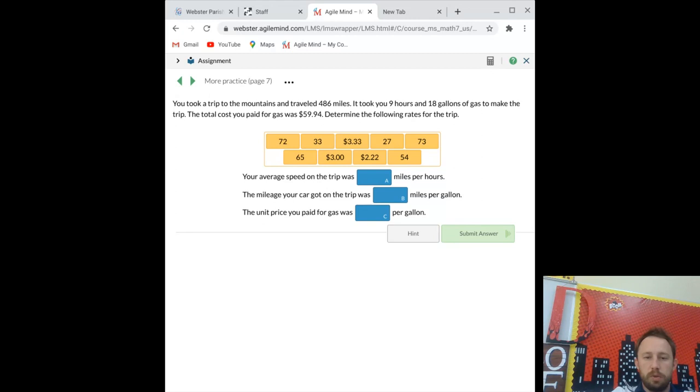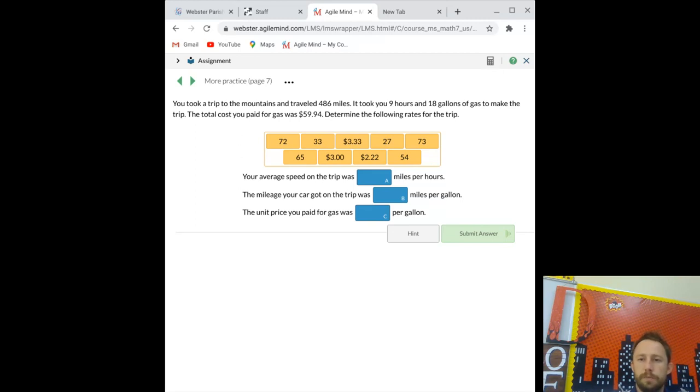All right, let's go to Miss Hamarjane's group. Miss Hamarjane, what did y'all do to solve this problem? For our average speed, we got 54 miles per hour. How'd y'all get it? We did 486 divided by 9, because it says 9 hours, so that's the time. Correct.